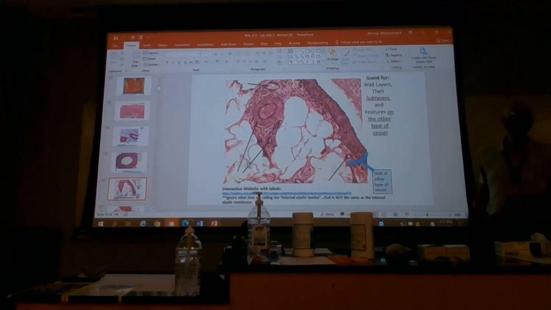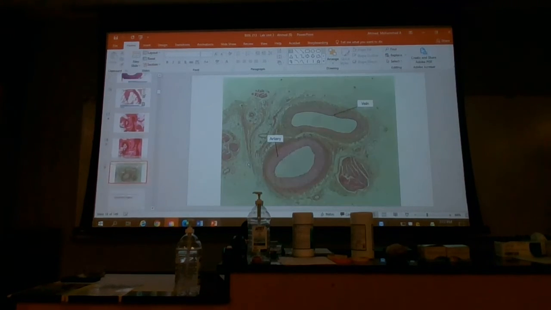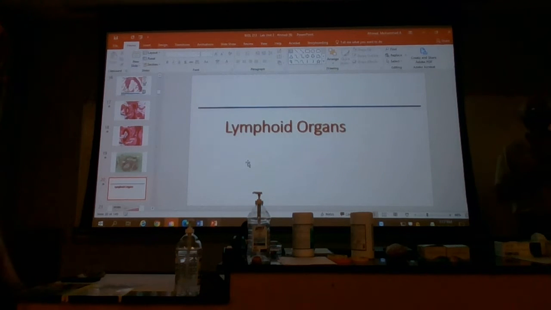Okay, guys, what are these? These are the vasa vasorum. Any questions? You know in your head, guys, what to expect. You should be able to tell the difference between an artery and a vein, right? The exam? Yeah. Thank you, Aminata.